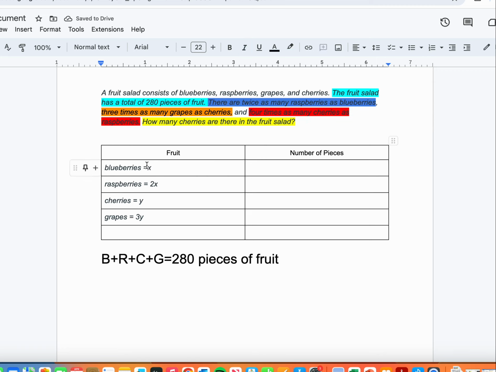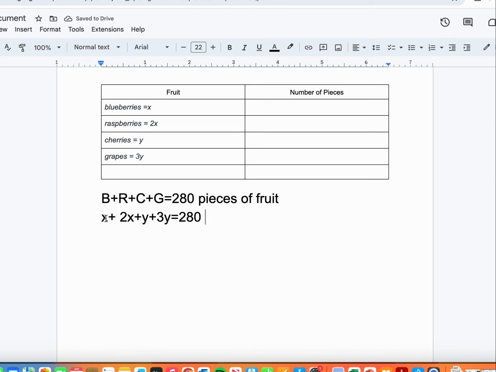So let's plug our variables into our equation. We know that x plus 2x plus y and then plus 3y gives us 280 pieces of fruit. Although we replaced our fruits with variables, we still can't solve since we don't have like terms right here.